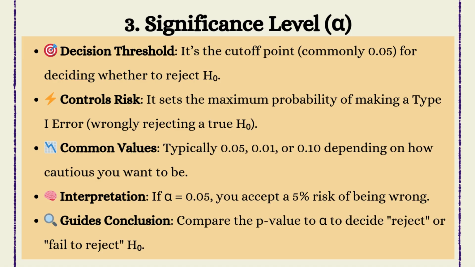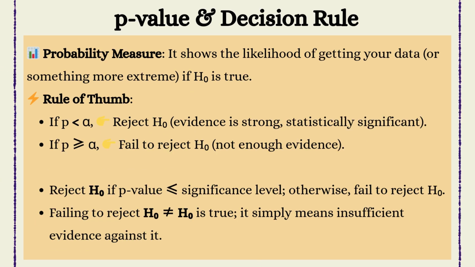3. Significance level, alpha. This is a threshold for decision-making, usually 0.05. It represents the maximum risk you're willing to take of wrongly rejecting a true null hypothesis, called a type I error. So, alpha equals 0.05. You're okay with being wrong 5% of the time. 4. P-value. This is the actual probability of seeing your data, or something more extreme, if the null is true. We'll go deeper into this in a moment, but for now.